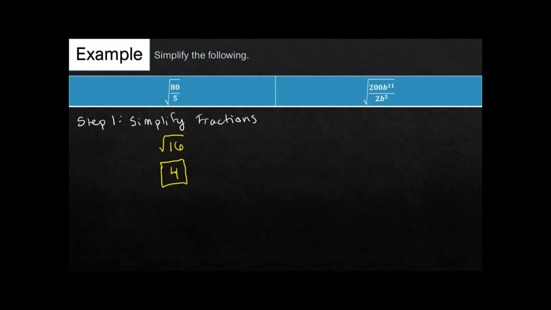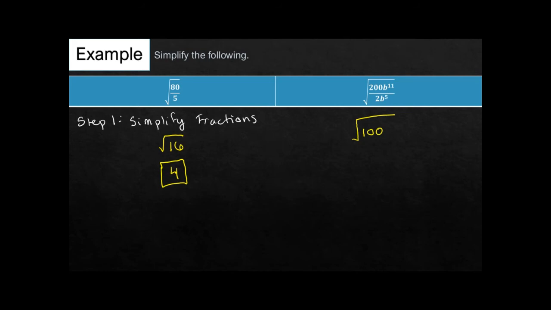Now the one on the right doesn't exactly work the same. I mean, we're still going to do the same thing. We're going to try to simplify the fraction, but it's not going to come out to a nice whole number. We're still going to have things left over with the square root. So we've got 200b to the 11th power over 2b to the 5th inside our square root symbol. And so the first thing we can do is the 200 over 2, and we can divide that. 200 divided by 2 is 100. So we can create that as 100.